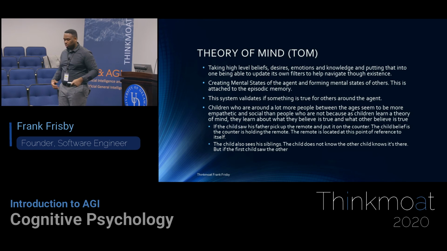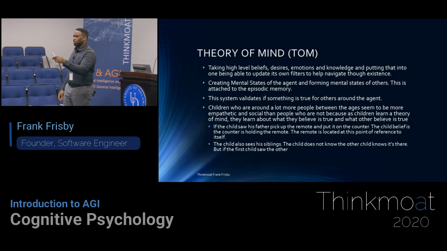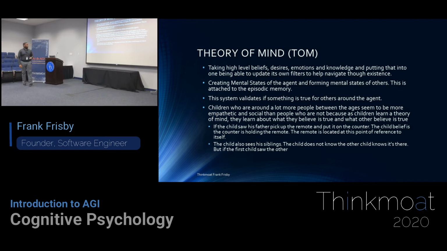The parents walk in, the parents do certain things, and they can predict what the parent's going to do because they see the person, they have this theory of mind that has been developed over time. Theory of mind is actually probably one of the most important parts of AGI because it's kind of connected to the identity.